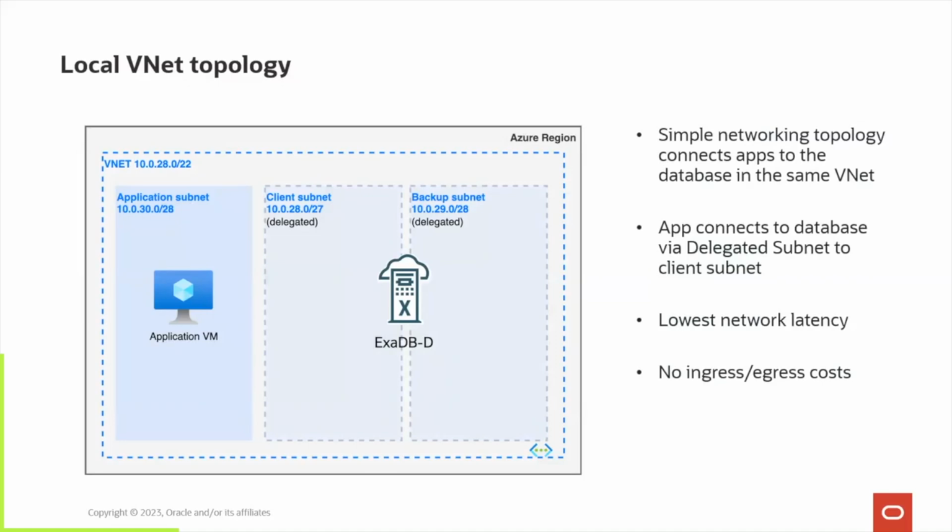In this local VNet topology, it's important that we create a delegated subnet for the Exadata VM cluster to connect to. It ensures you the lowest latency, and also because this is local VNet topology, there is no VNet peering, and it does not incur Azure VNet ingress and egress costs. So let's go to our demo.